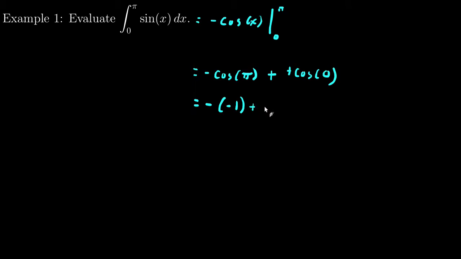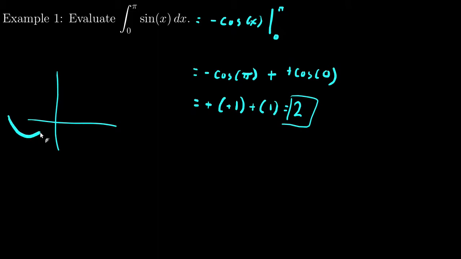Cosine of 0 is 1, and negative is positive. I get 2, which should be actually a little bit surprising. So I have this transcendental function right here, this very not nicely valued function goes to pi's and such, but the area from here to here is actually equal to exactly 2, a very nice value. So that should be surprising.